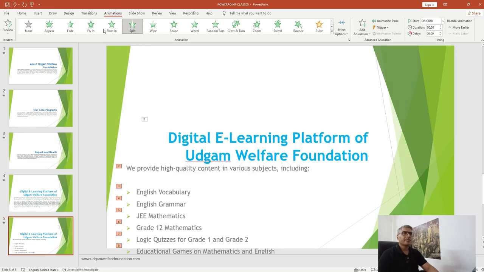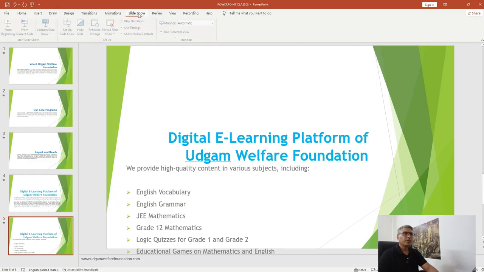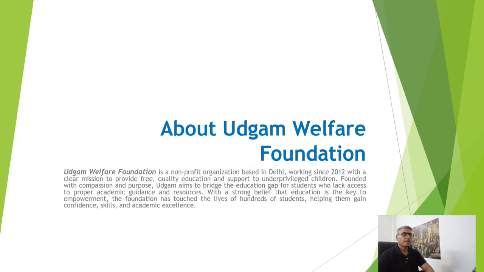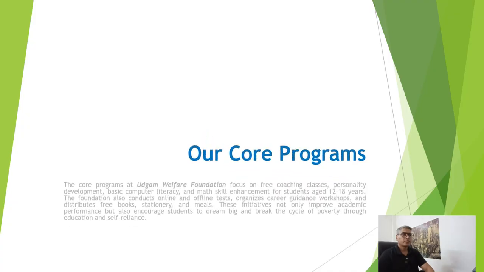Now let's see our slideshow from the beginning. Right now it is showing a blank page. Why? Because we need to use our arrow key or the mouse cursor. First we need to click our mouse, or use the arrow key to see the result, like this. So this is our first slide. Now here comes our second slide, our core programs. Impact and reach.